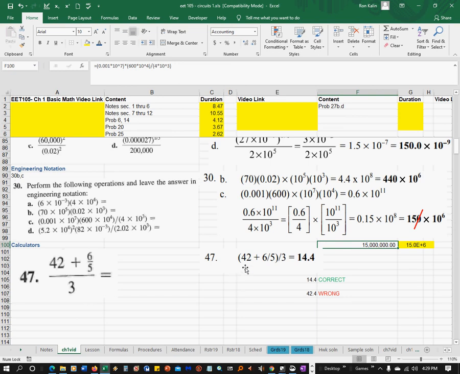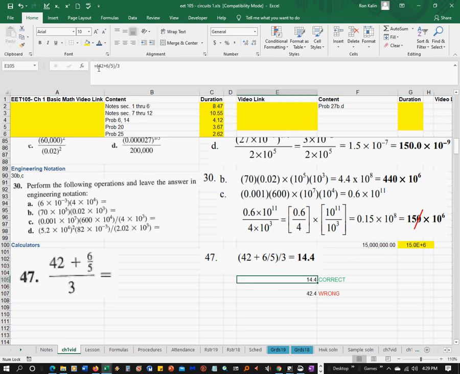So what you do with the calculator is you put a parenthesis here, 42 plus 6 divided by 5, end parenthesis. So it does everything inside of there first, and then divides it by 3 to give you 14.4. As you can see, I did the same thing up here in Excel, typed it in exactly that way to get that. A common mistake is to just type it in without using parentheses, and as you can see, you get a completely different answer. So you got to be careful of that.